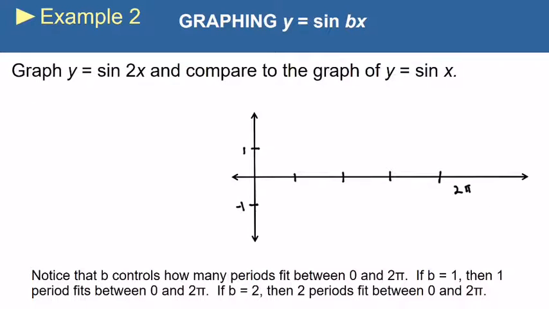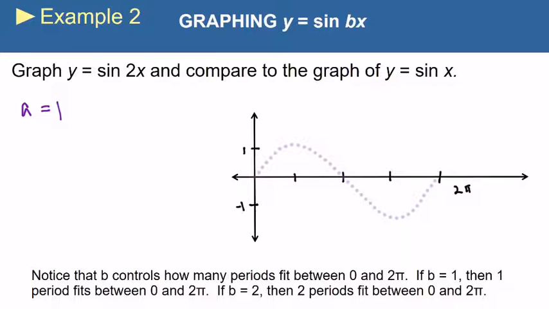Okay, let's practice drawing sine of 2x, and let's compare the graph of sine 2x to the graph of sine x. So what I've done here is I've drawn a coordinate system with the first 5 tick marks where it goes out to 2 pi, and so that holds exactly 1 period of the sine function: middle, high, middle, low, middle. And now I'm going to do a little calculation.